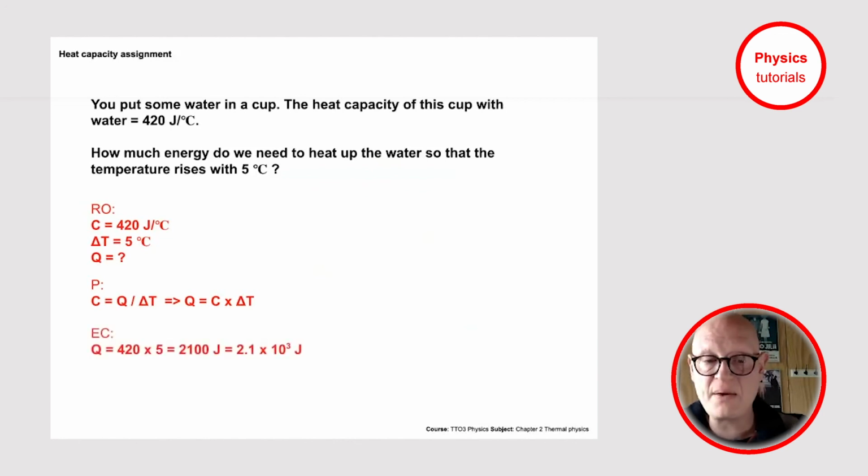Then I fill in the numbers. 420 times 5 equals 2,100 joules. So this is the amount of heat energy needed for the water to rise with 5 degrees Celsius. Now you've got an idea of how to use heat capacity in joules per degrees Celsius.